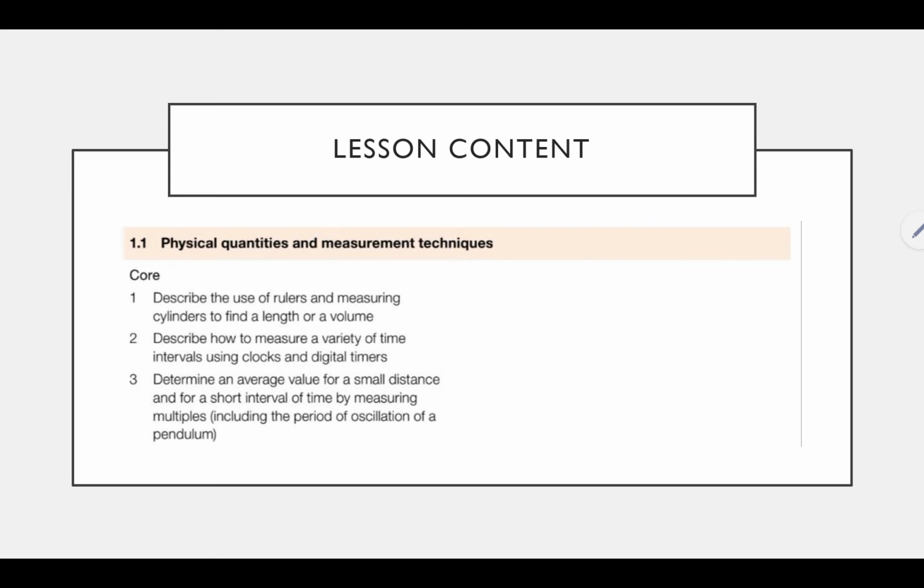The content we need to cover is we need to describe the use of rulers and measuring cylinders to find length or volume. We need to know how to measure a variety of time intervals using clocks and digital timers, and determine an average value for a small distance and short interval of time by measuring multiples.